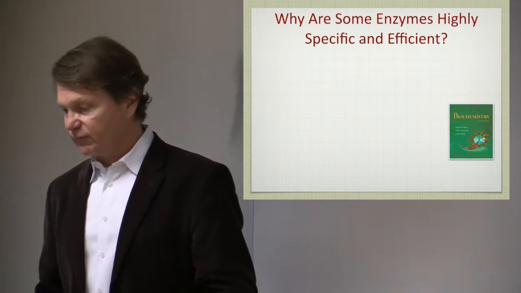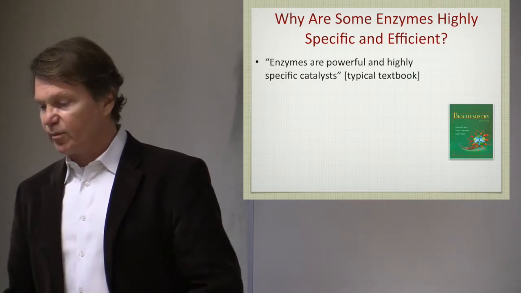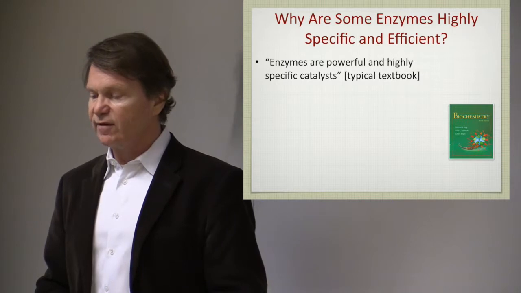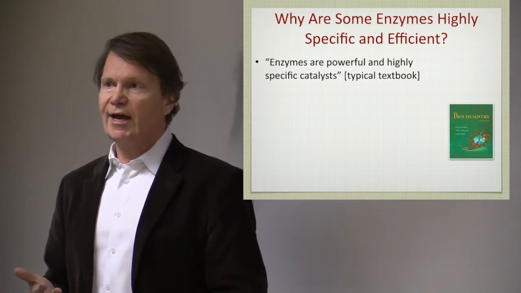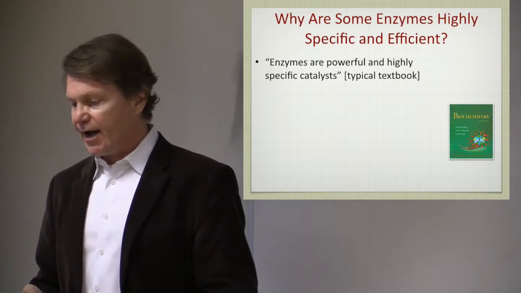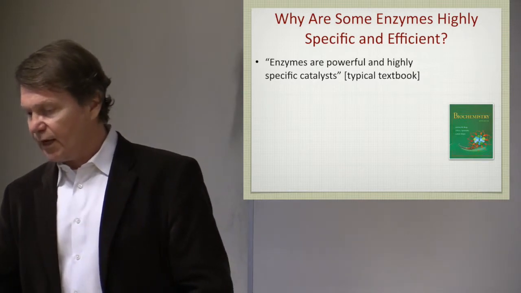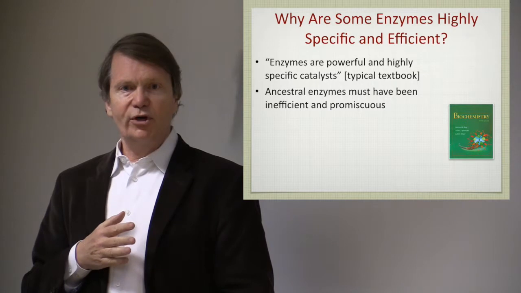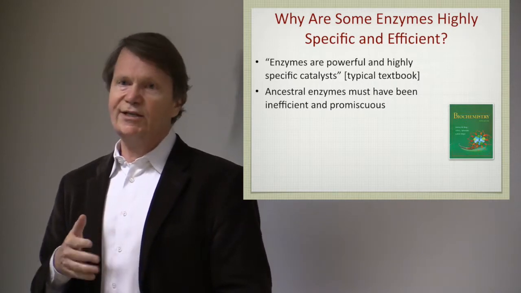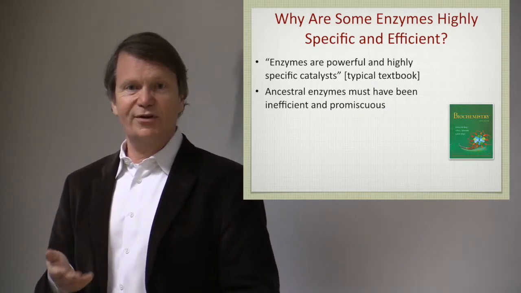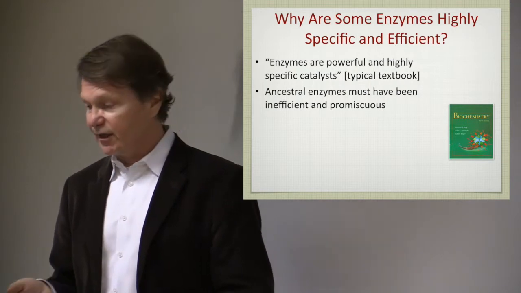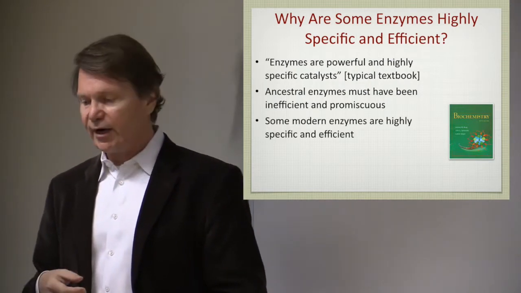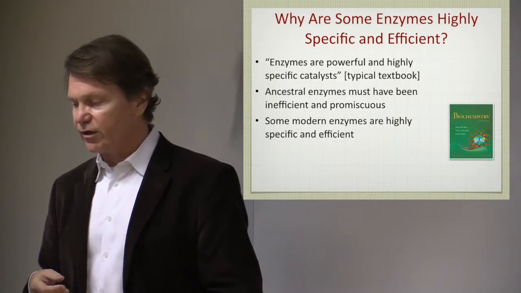So let's then continue with this issue and ask the question, why are some enzymes highly specific and some are not? So if you read textbooks on biochemistry, like the one shown there, we are normally taught that enzymes are very powerful catalysts, highly specific, and highly efficient. Now, if you think about evolution and you go back in time, it's pretty clear that the ancestral enzymes were lazy and sloppy, so to speak. They were not very efficient, and they were not very specific. But with time, they evolved and got better at catalyzing certain reactions.